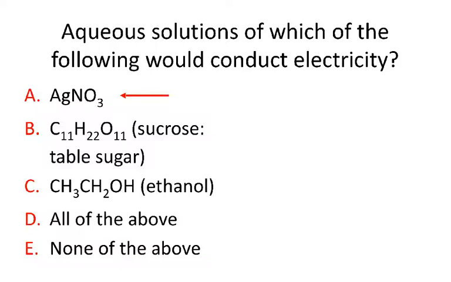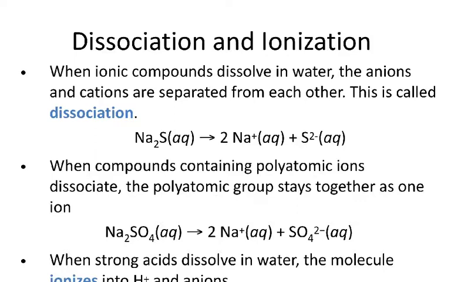So here's a question that the answer is already on there. Aqueous solutions of which would conduct electricity? Well, the answer is A, silver nitrate. Sucrose is a molecule, so it's a non-electrolyte. And ethanol is a molecule, so it is a non-electrolyte. Neither of those are acids. So the answer is A.